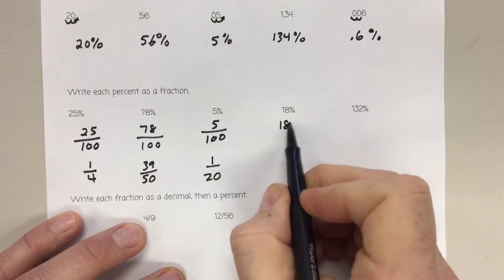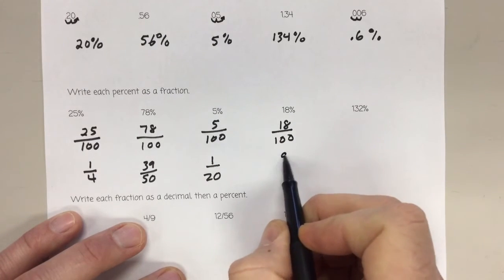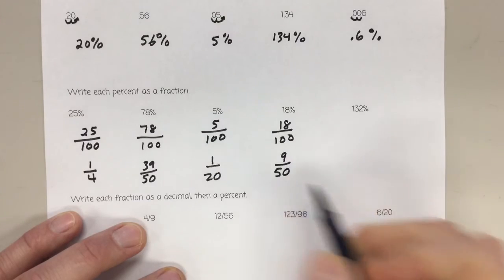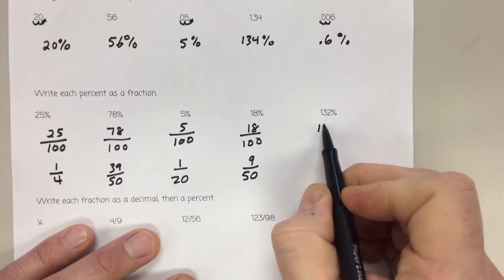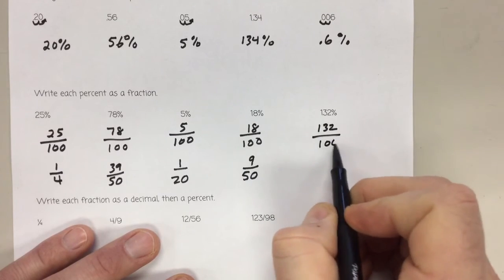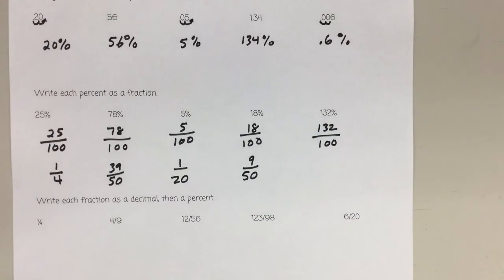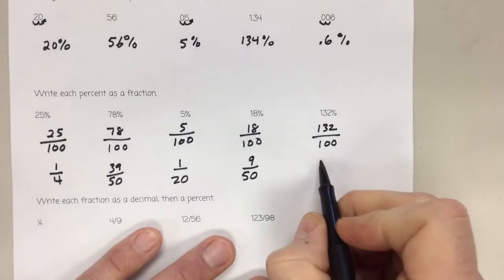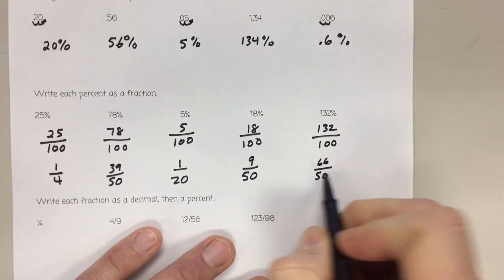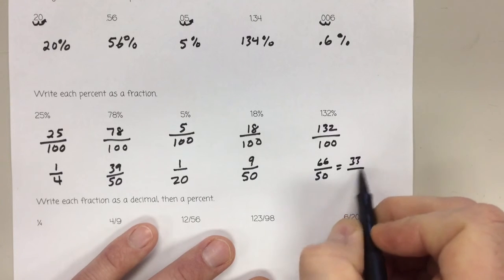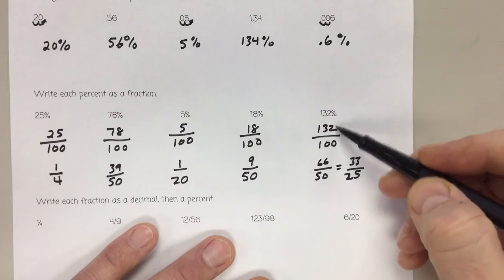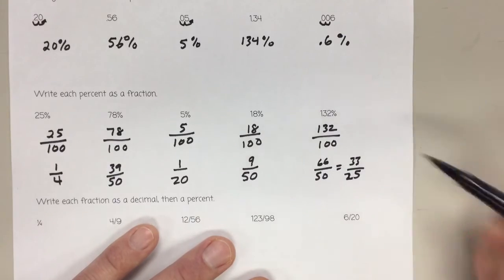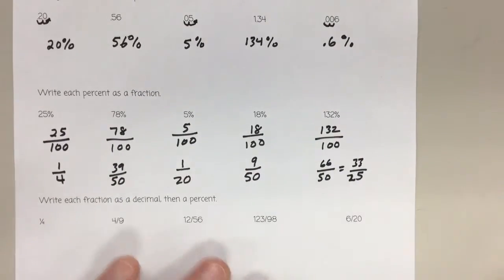18% turns into 18 out of 100 and can be reduced to 9 over 50 by dividing both by 2. 132% would be 132 divided by 100. I can reduce that to 66 over 50 or 33 over 25 by simply dividing these by 2 twice. But any of these answers would suffice.